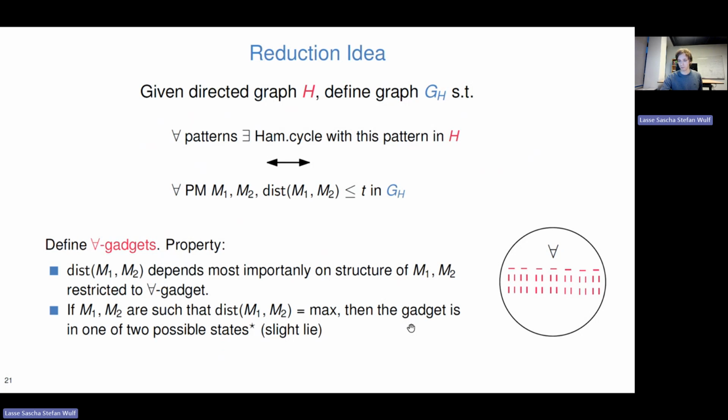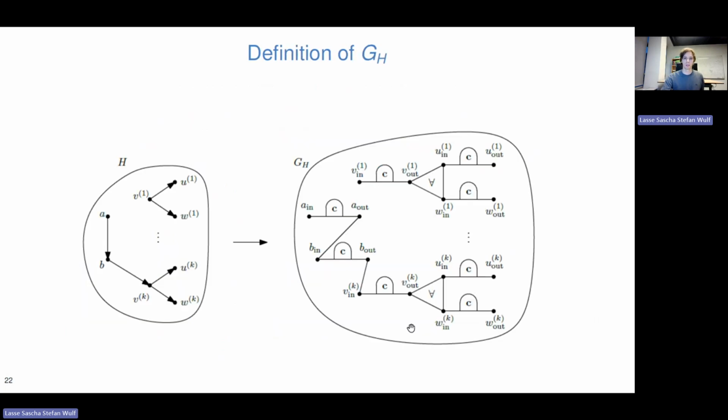So somehow the second matching will always be the same, and the first matching is either in this or this configuration. And then based on this, we are given this instance H, where we have the variant of the Hamiltonian cycle problem, and then we construct the new graph GH, where we introduce a lot of city gadgets for the locations that have to be visited, and we introduce a lot of for all gadgets with a property that we find like before. And how do these for all gadgets look?